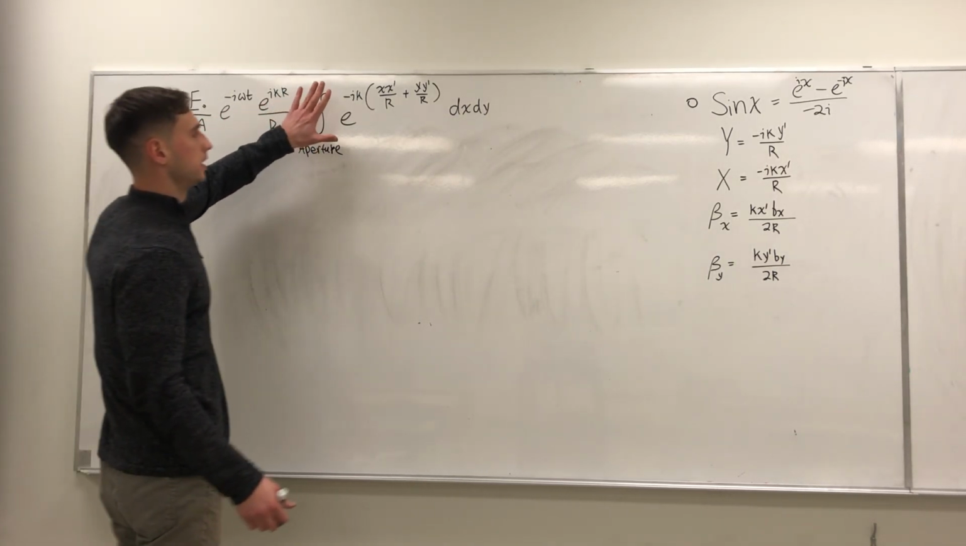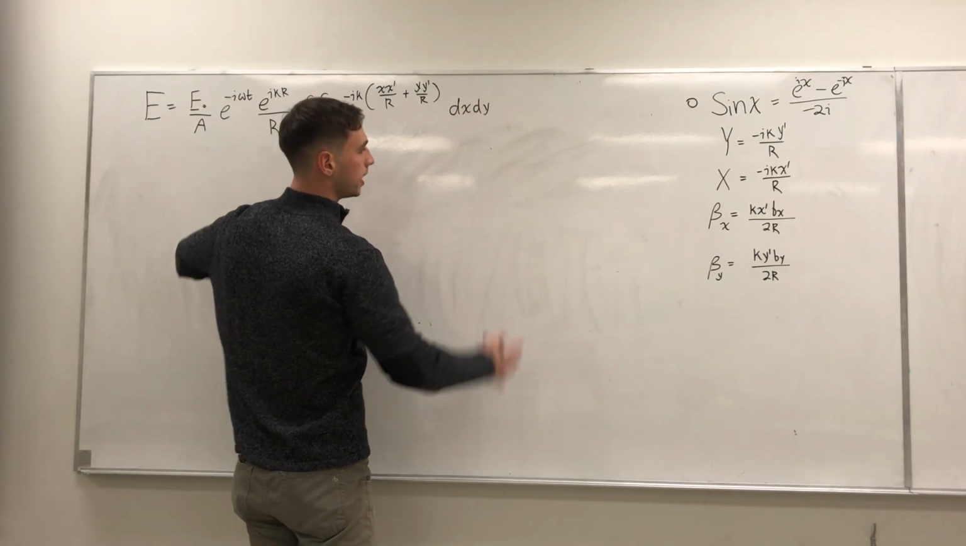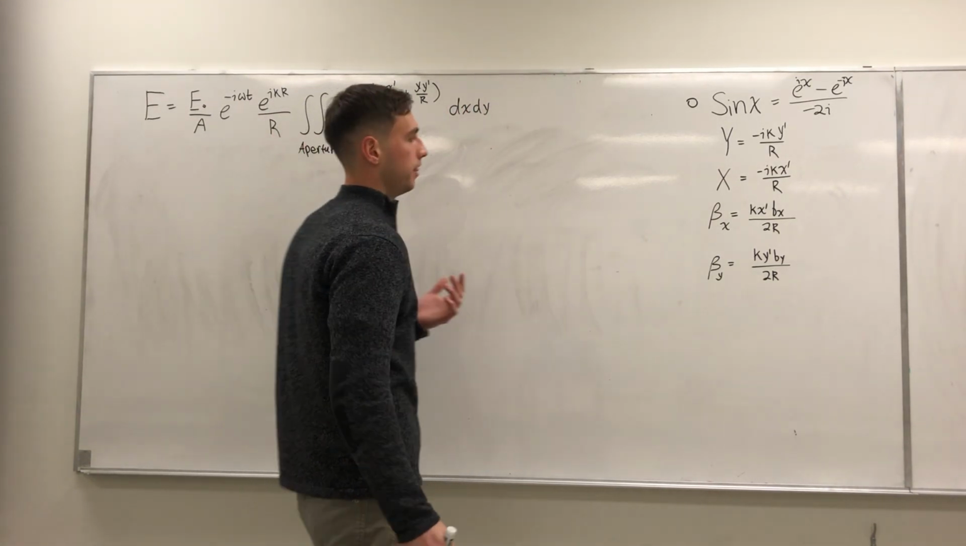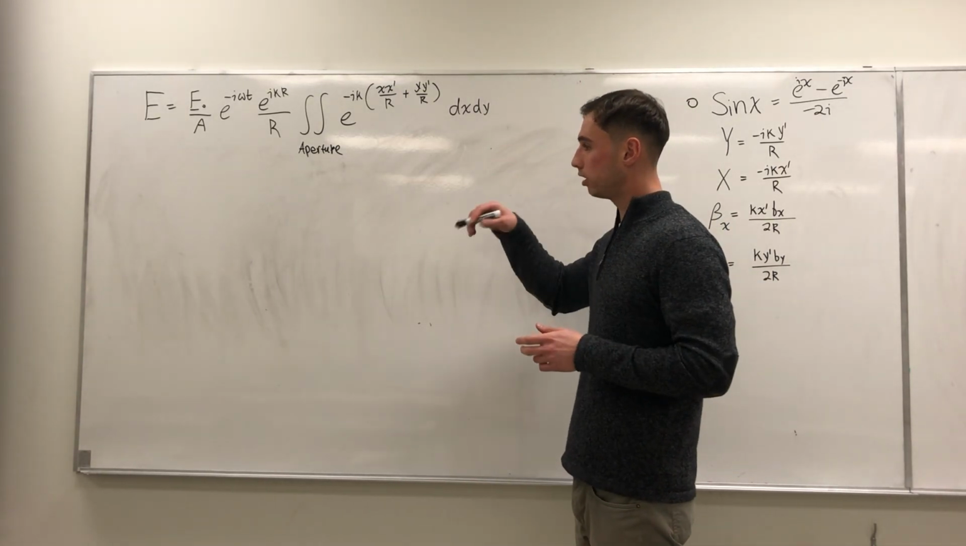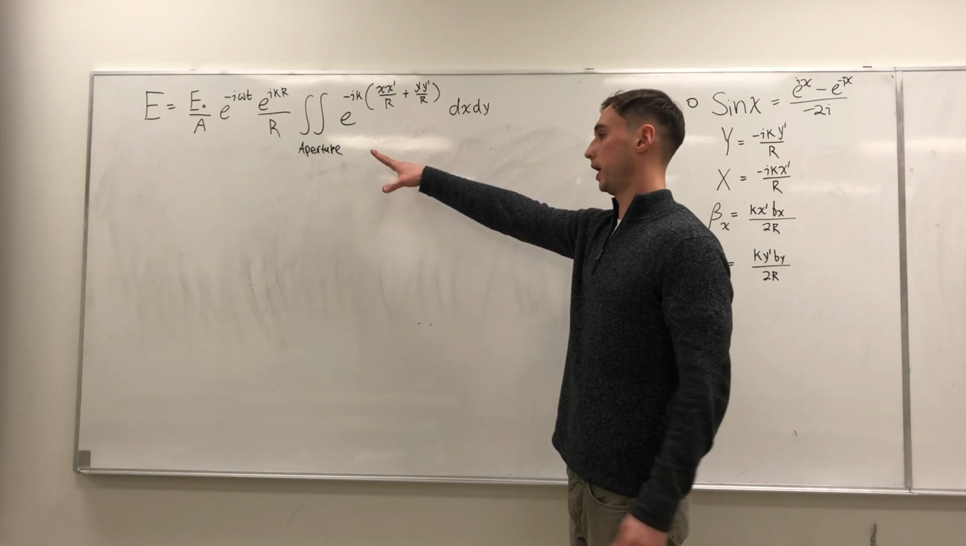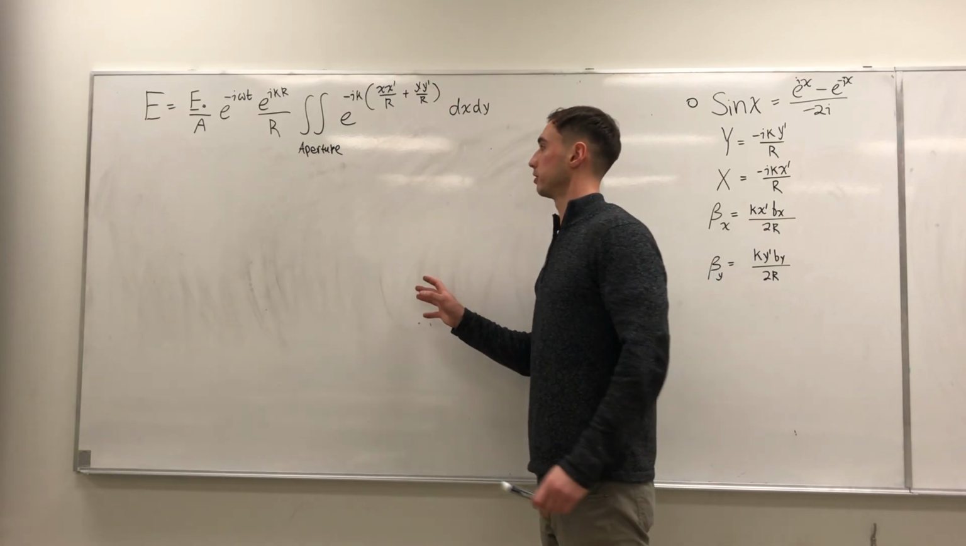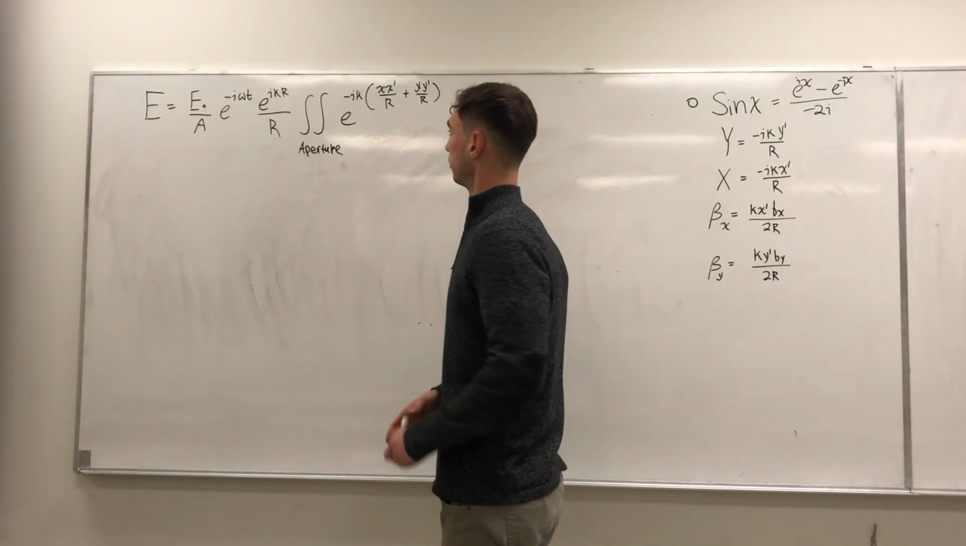So if you want the expression for just one element, you put a d here, so dE, you get rid of the integrals and the dx and dy, and you get the expression for just one. But if you want the total, we're going to have to integrate over the entire aperture. So that's where we get a double integral from.